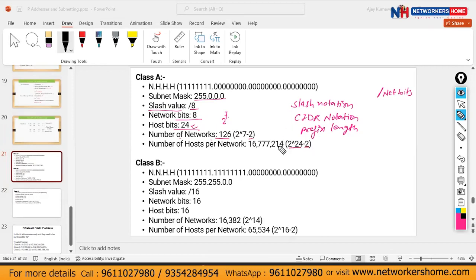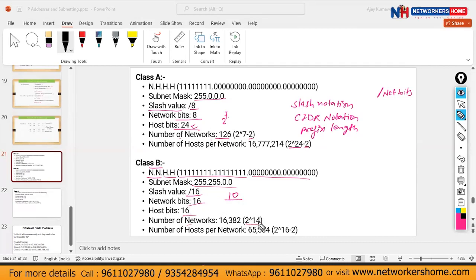In case of class B, 2 octets are for network and 2 octets are for host, meaning 2 octets will be all ones and 2 octets will be all zeros. In decimal, it will be 255.255.0.0. Now, if we want to write the slash value, we see a total of 16 bits are network, so it is /16. Network bits are 16, host bits are 16. If you want to calculate the number of networks, in case of class B, 2 bits were reserved, 1 and 0 starting, so only 14 bits will be left.